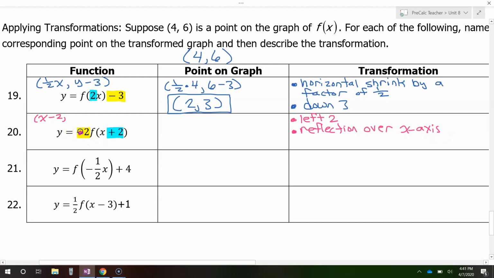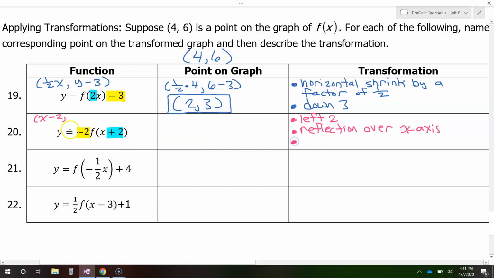Then now ignore the negative sign for a minute. Just look at the 2. This is going to be a vertical something. All right, it's going to be a vertical. Will it be a stretch or a shrink? A stretch or a compression? Well, it's because it is bigger than 1. Again, we're ignoring the negative sign because that's already a reflection. We've already covered the negative sign.